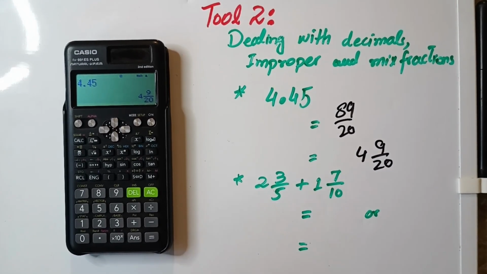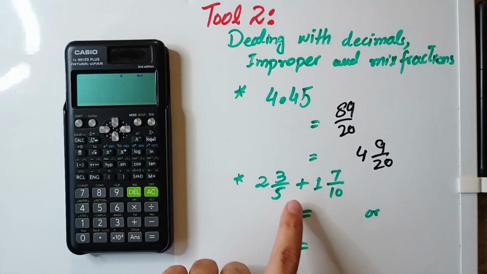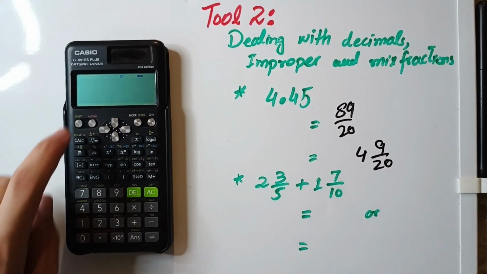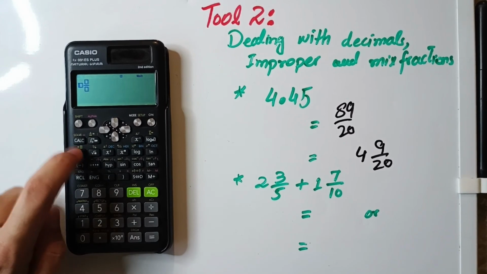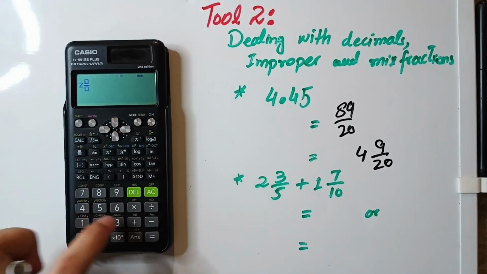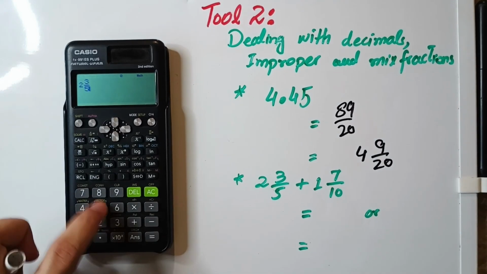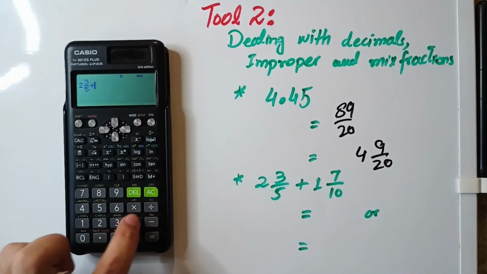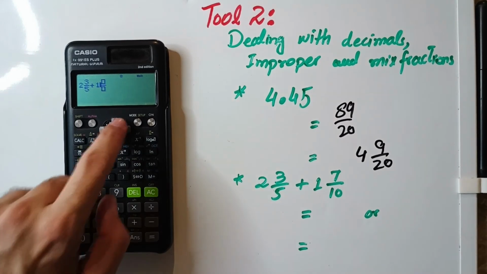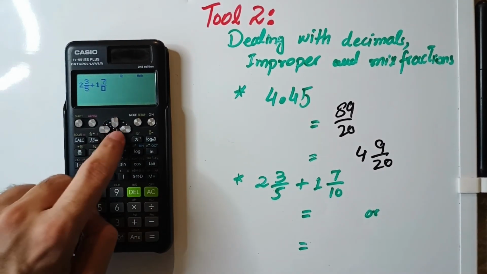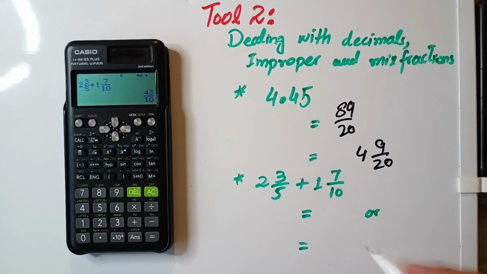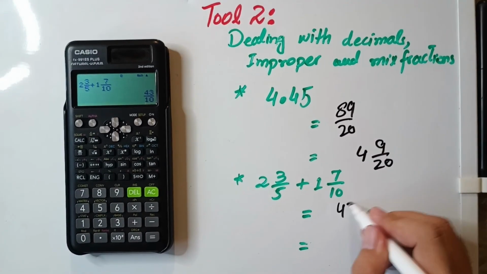And second is how we add mixed fractions and convert into decimals. First of all, press shift and this fraction button to write a mixed fraction, 2 whole 3 upon 5. Then it is plus, press shift fraction button. It is 1 whole 7 upon 10 and it adds it to 43 upon 10.